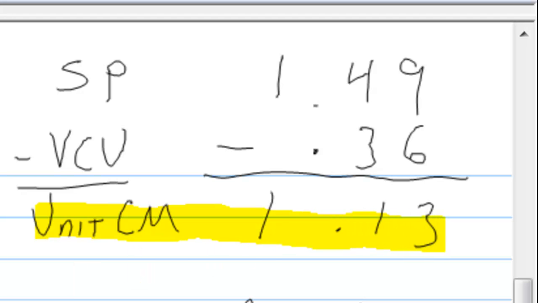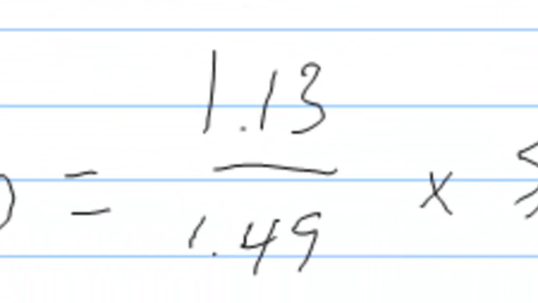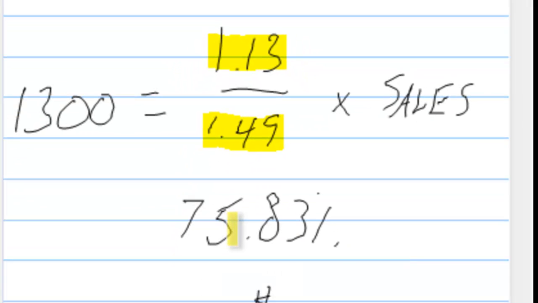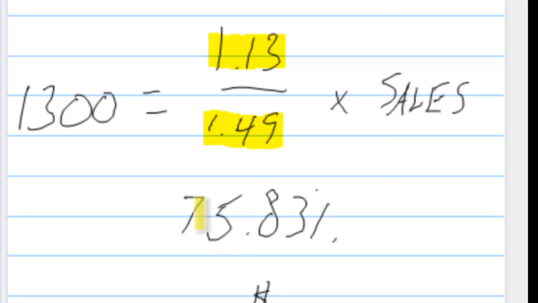$1.13. If we're looking to solve what the contribution margin ratio is, well, the contribution margin ratio is simply the unit contribution margin of $1.13 divided by the selling price of $1.49. That would give you a rounded contribution margin ratio of 75.83%.